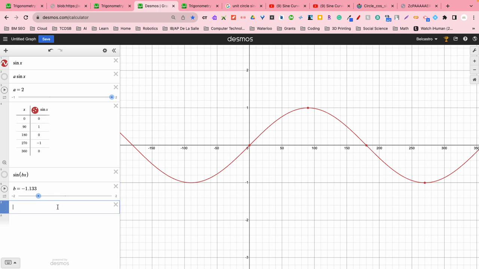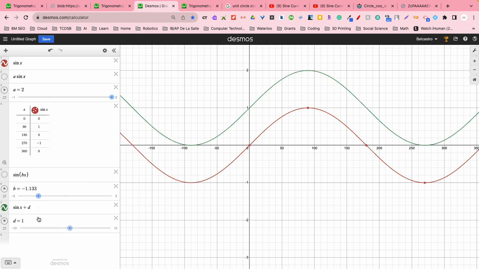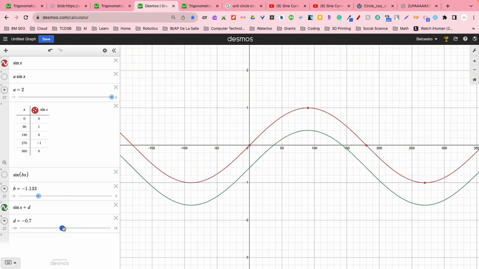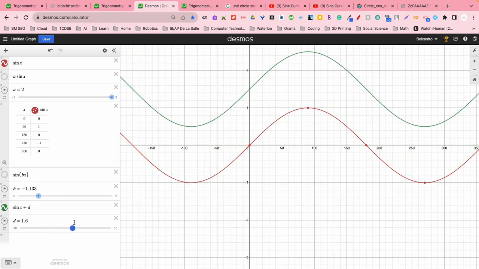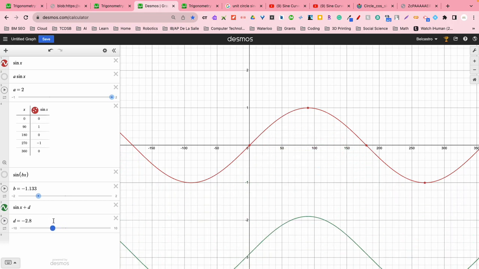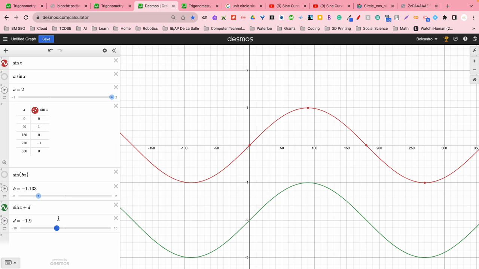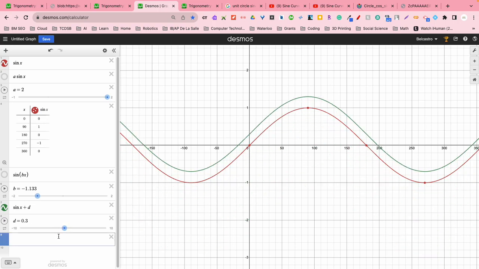The other two that are a little easier to look at are sine x plus, I'm going to call this letter D, and we'll make a slider here. This is a shift. So as that D value goes up, you can see this object just moves up and down. Nothing really changes to its general shape. All the points are either pulled upwards or pulled downwards. And then the same idea happens here.